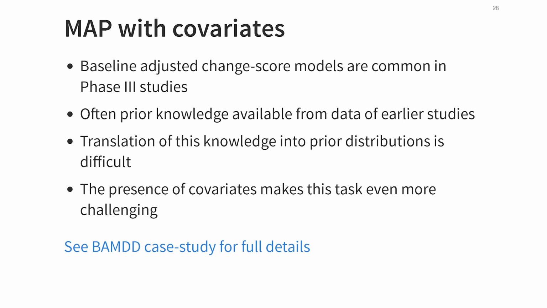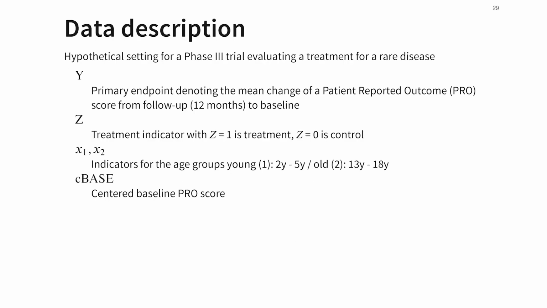And this is another case study from our website. Let's assume we have the following data constellation. We have a hypothetical phase 3 evaluating some treatment for a rare disease. Capital Y is a primary endpoint denoting the mean change of a patient-reported outcome from follow-up, which would be 12 months after baseline. We have Z, the treatment indicator, X1 and X2 indicators for the age group for young and old, so the reference age group would be the medium age group. And C base: in this type of analysis, you would always want to adjust for the baseline score in the PRO. And this is then now the standard baseline PRO score.